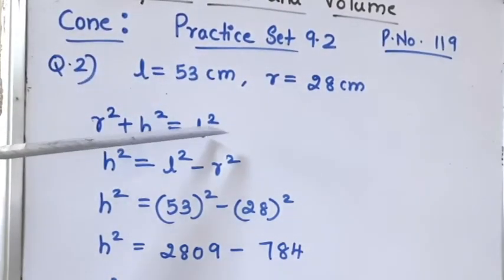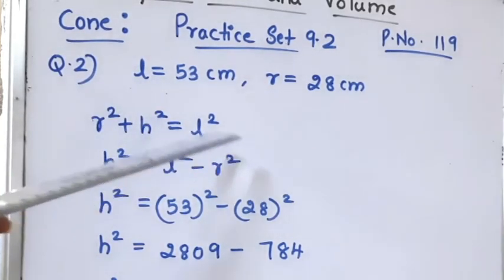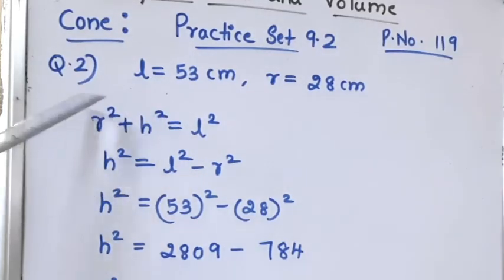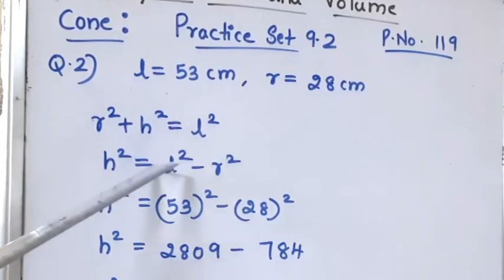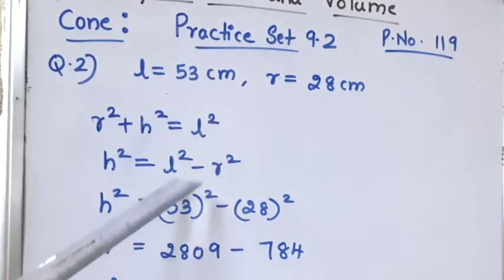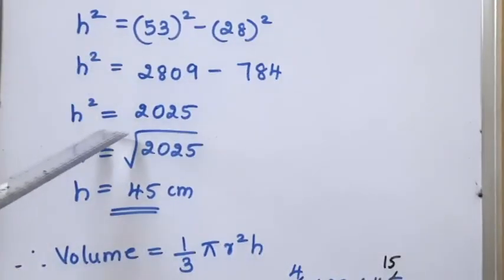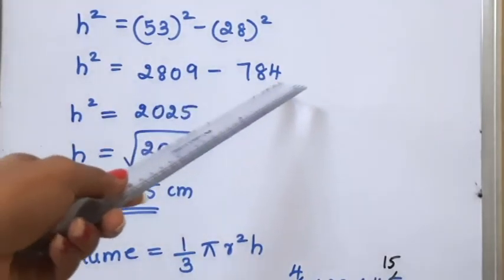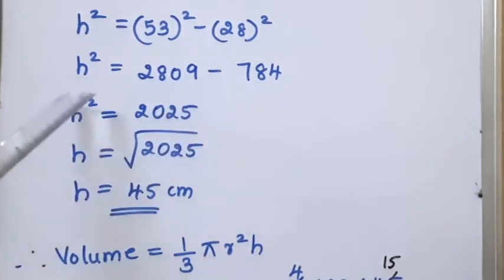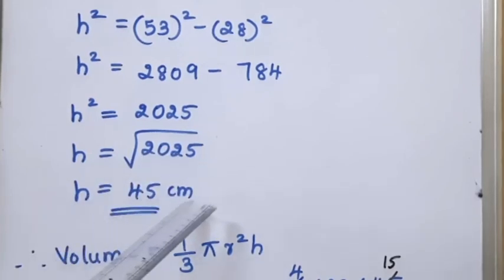Now we will find H. So we will use this equation again, r square plus h square is equal to L square, from where we will find h square. Plus r square will go that side and becomes L square minus r square. H square is equal to L square, 53 square, minus r square, 28 square. Then next, 53 square is 2809, minus 28 square is 784. H square is equal to 2809 minus 784, which is equal to 2025. H is equal to, by taking the square root of 2025, we get H as 45 centimeter.